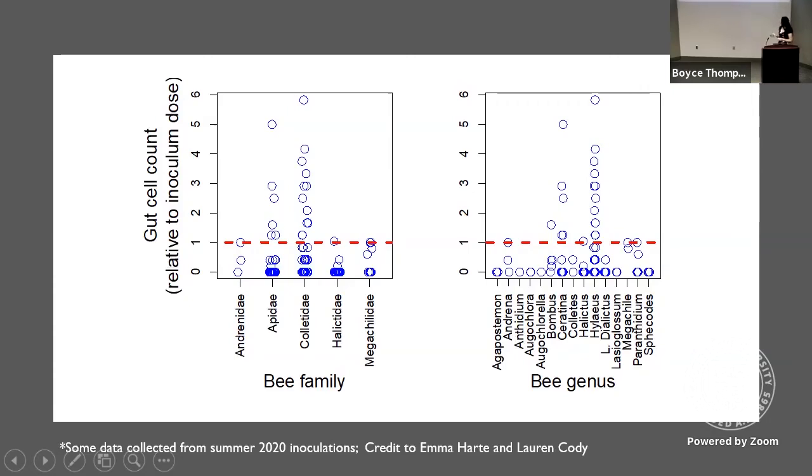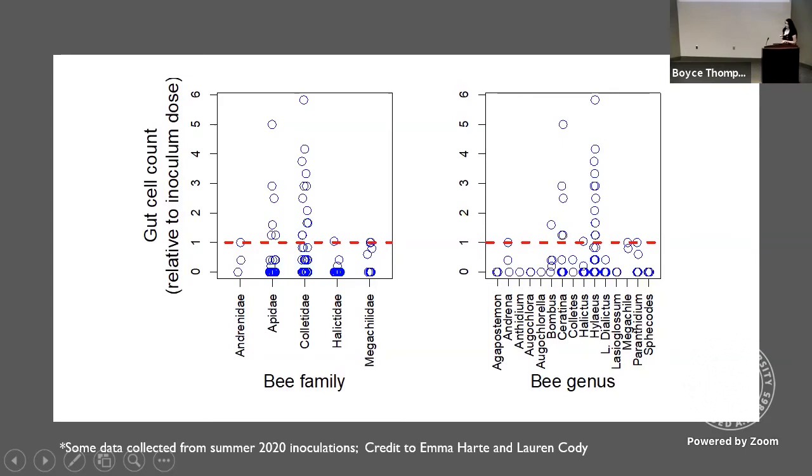So the Halictidae family has a really big amount of replication. I didn't mention this yet, but this red line here is essentially a threshold. If any bee happened to be positive and show that they had Crithidia after being inoculated, and they were above this line, that shows that Crithidia replicated within their system and they are now considered infected. So again, the Halictidae had a very high number of infected bees. So also with the Apidae family.